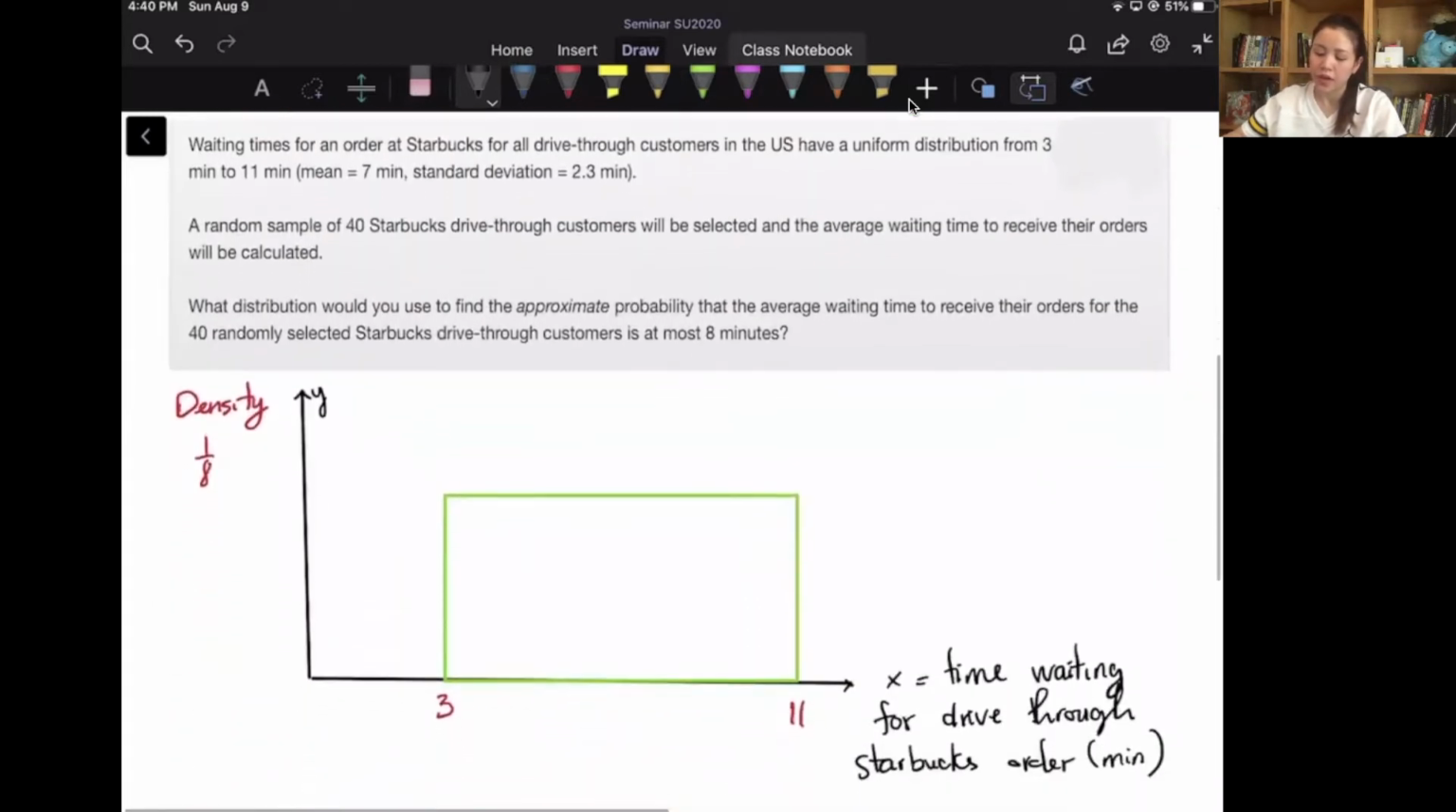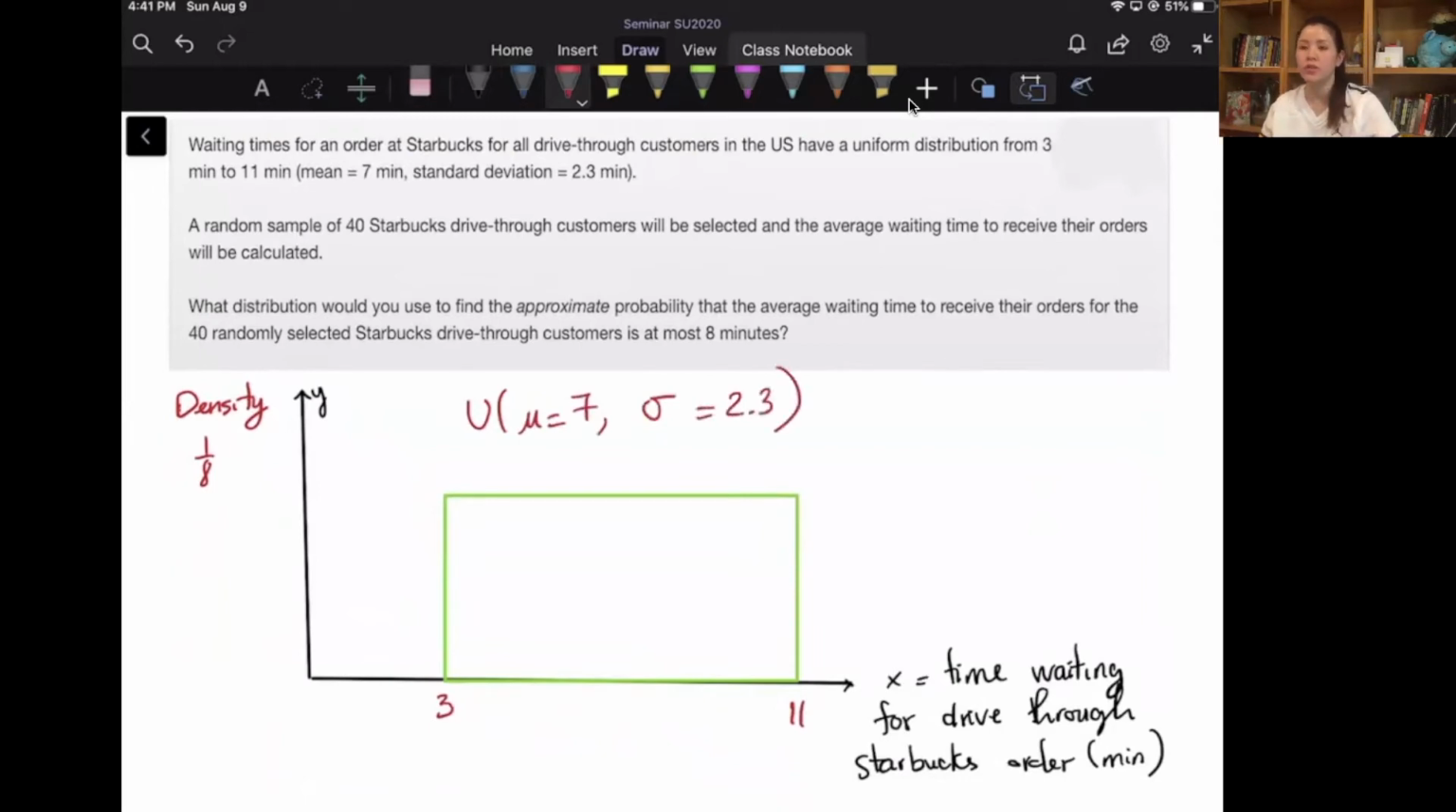Okay, so waiting times for an order at Starbucks for all drive-through customers in the US have a uniform distribution from 3 minutes to 11 minutes with the mean 7 minutes. So I have this uniform distribution here with the mean at 7 minutes and a standard deviation of 2.3 minutes. So this is the population distribution of a drive-through waiting time at Starbucks.